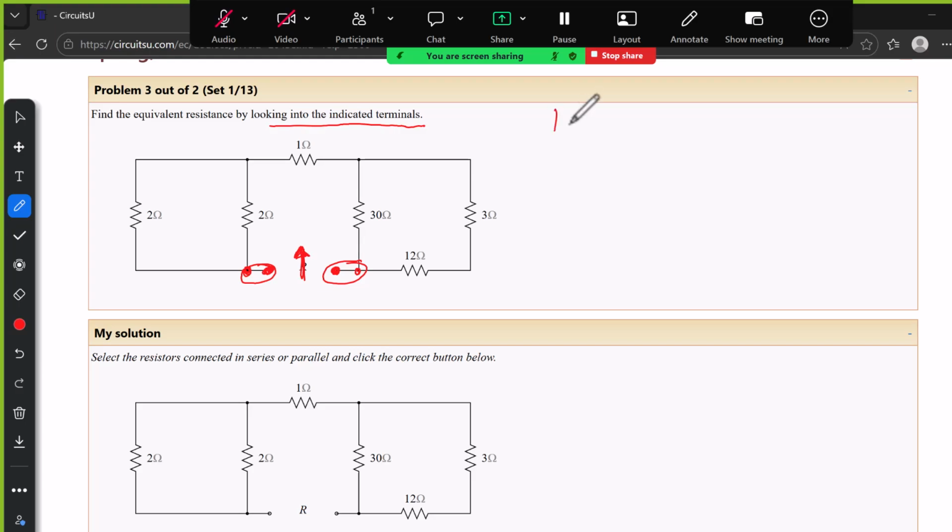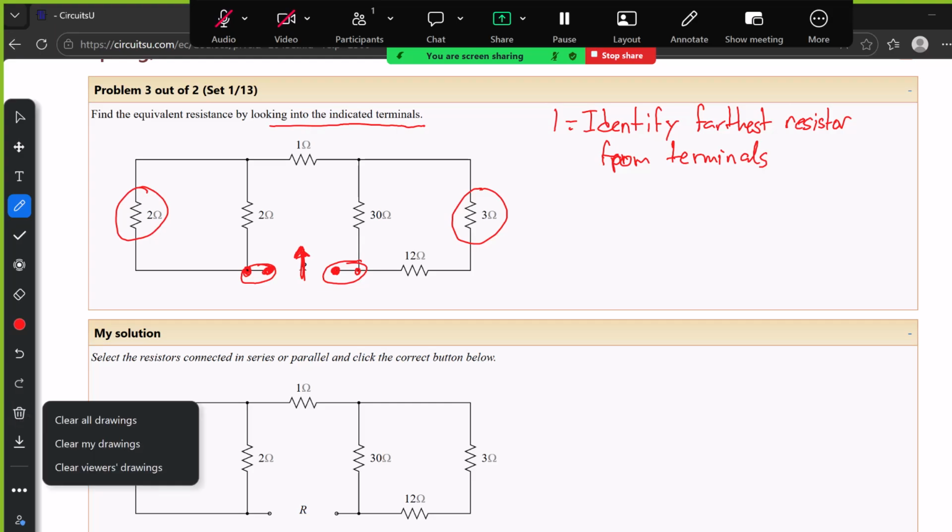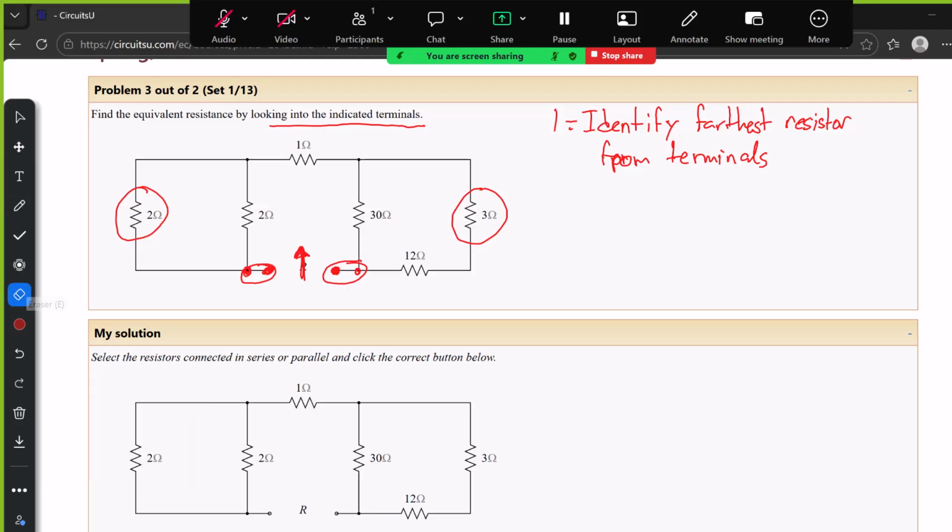Same thing as we've seen before is to identify the farthest resistors from the terminals. So in this case, we have the 3 ohms and the 2 ohms, whichever you want to do is your choice. So this 2 ohms is this one here, and then this 3 ohms. I think I will choose the 3 ohms first to combine with the 12 ohms.